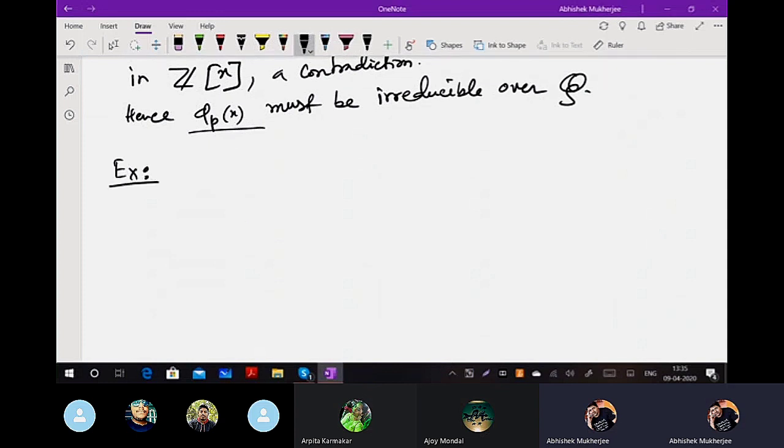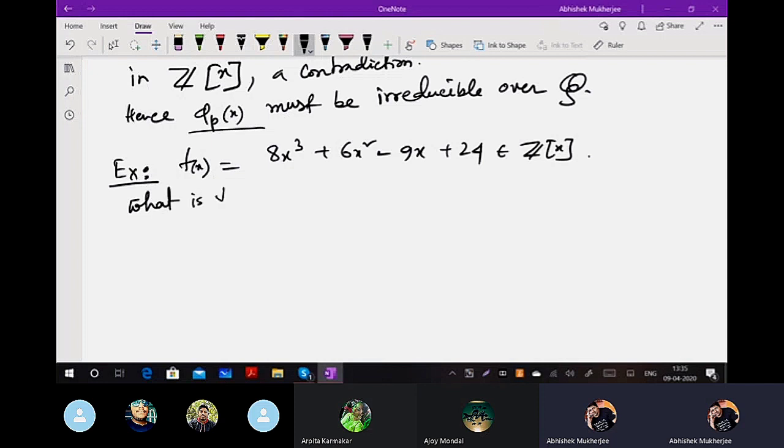Now, the following example. Let f x be 8x cube plus 6x square minus 9x plus 24, belonging to Z[x]. Then what will be the prime for this polynomial? What is the prime we need to choose?